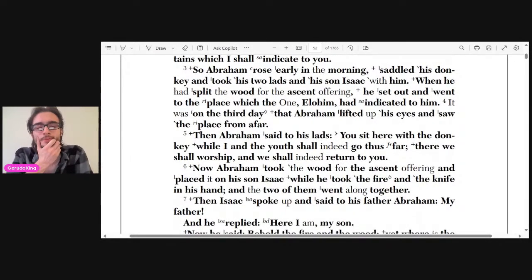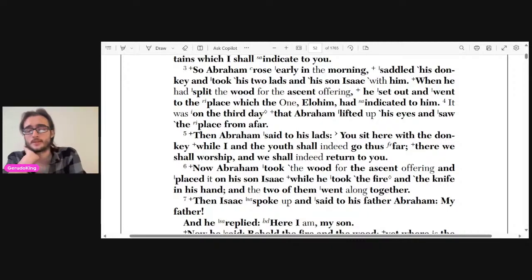So Abraham rose early in the morning, saddled his donkey, and took his 2 lads and his son Isaac with him. When he had split the wood for the ascent offering, he set out and went to the place which the one Elohim had indicated to him. It was on the 3rd day that Abraham lifted up his eyes and saw the place from afar.